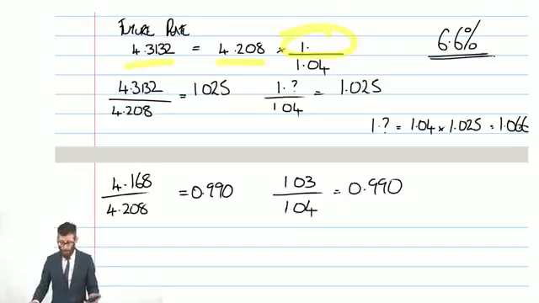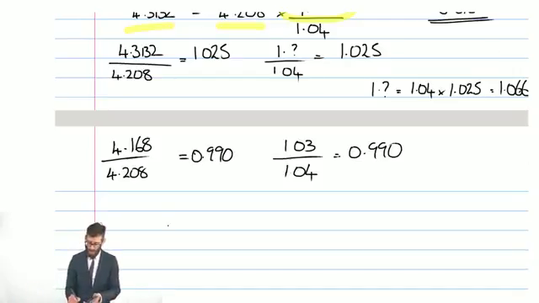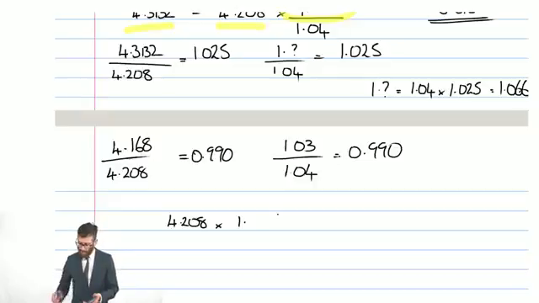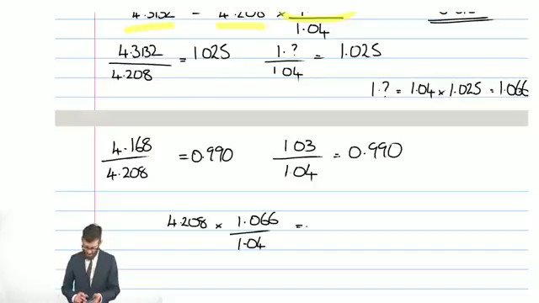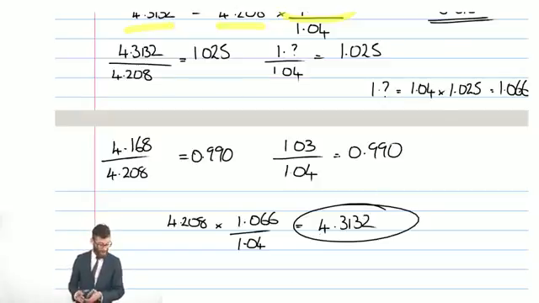And just to put this to the test, the current spot rate multiplied by 1.066 divided by 1.04 does in fact come to 4.3132. So it works. The answer there is 6.6%.